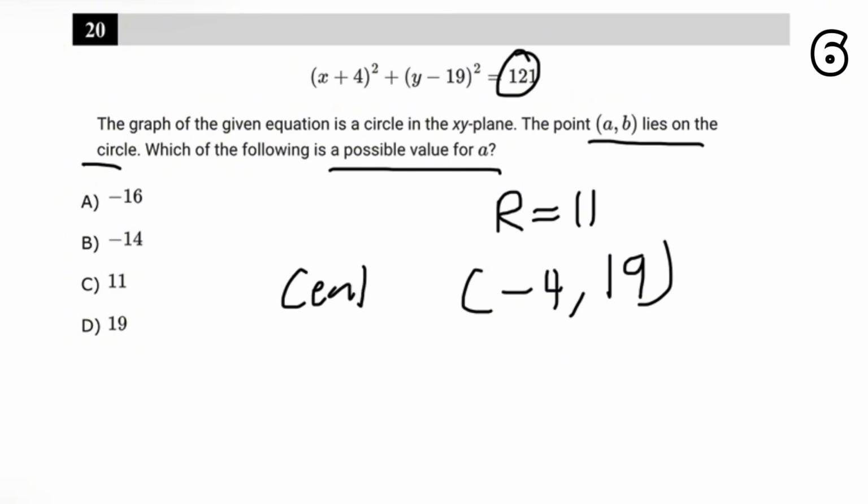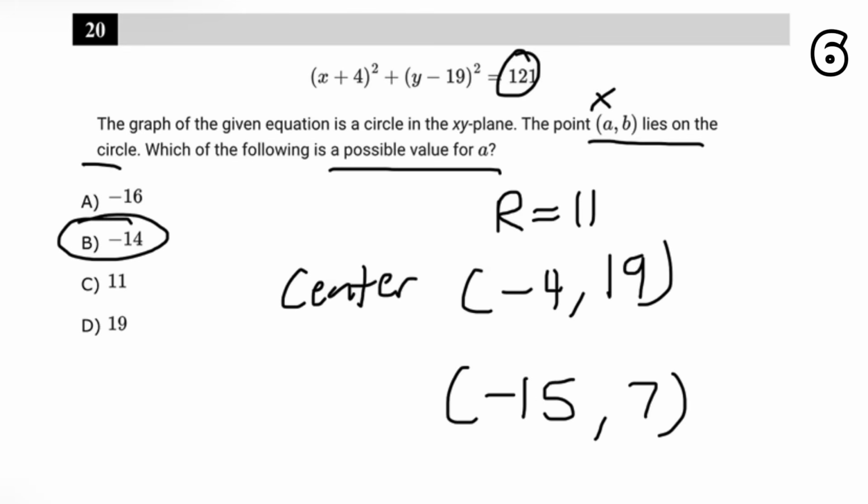We are asked to find a possible value for A at the point (A, B) that lies on the circle. Since A is an x coordinate, we need to find a value between x equals -15 and positive 7, because our radius is 11 and our x coordinate at the center is -4. So if we look through our answer choices, we see that only B satisfies this.